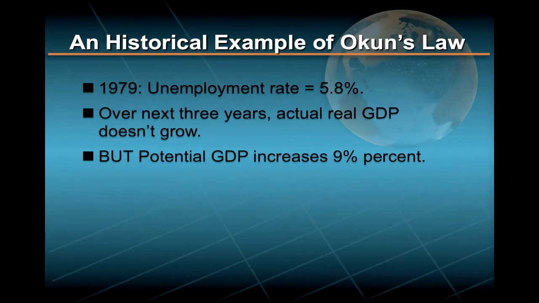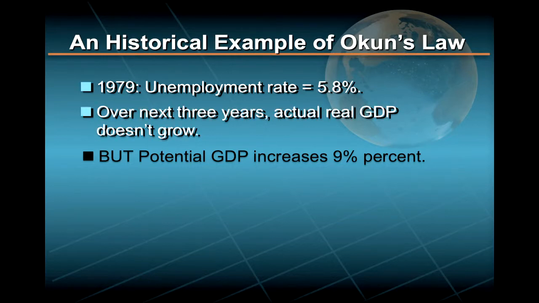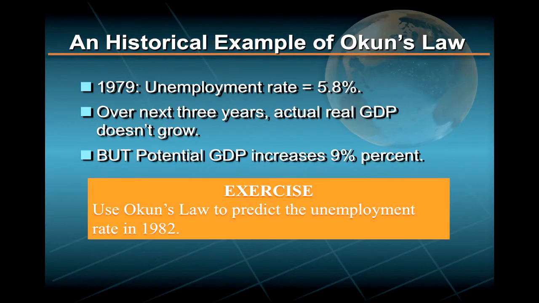Now let's try a more interesting example based on actual history. In 1979, the unemployment rate was 5.8%. But over the next 3 years, actual real GDP didn't grow at all as the economy stagnated. By contrast, potential GDP grew at 3% per year, increasing a total of 9% over the 3-year period. Can you use Okun's Law now to predict the unemployment rate in 1982?